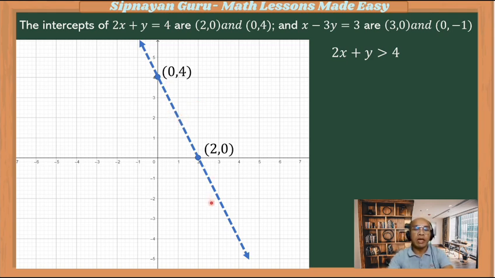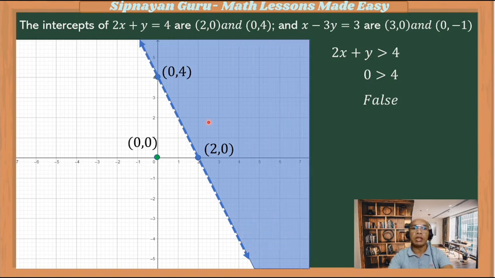So the broken line, or the boundary line, divides the plane into two half planes. So which of the two halves is the solution to the given inequality? So let's try using the test point, which is the origin. The coordinate is (0, 0). So this is 0 plus 0, 0. So is 0 greater than 4? This is false. So therefore, we will shade the opposite region as the solution to this given inequality.